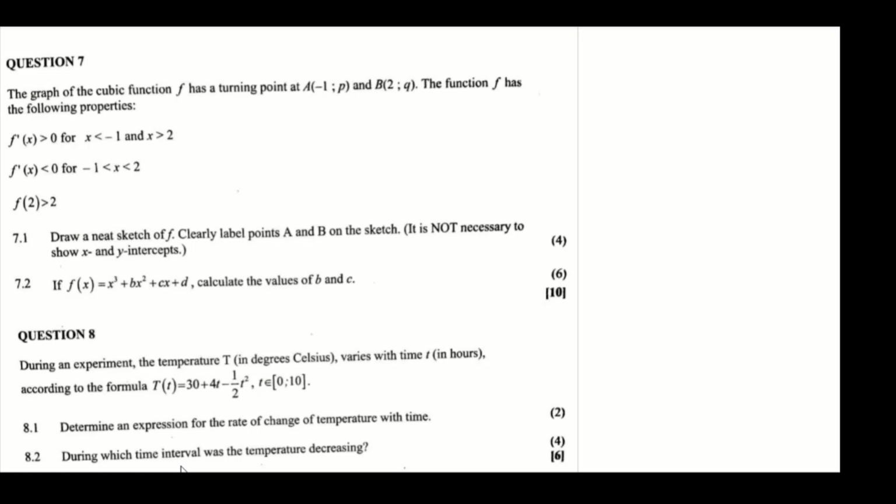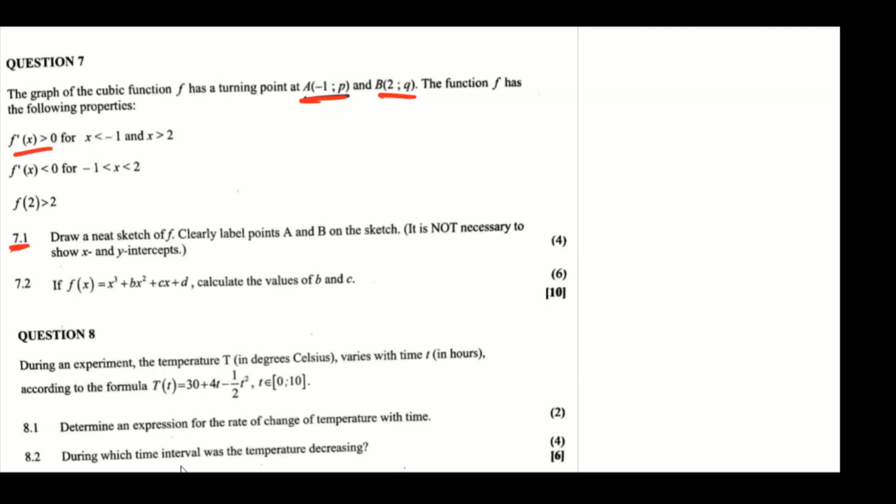Anyways, this is question 7, cubic function. We are given a cubic function with turning points of A and B, right? So this is an interesting question, by the way. Really interesting. I like it. So we are given the following properties to be able to answer question 7.1. So these properties are as follows.